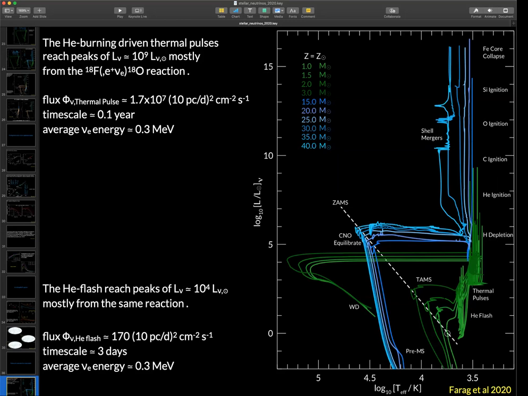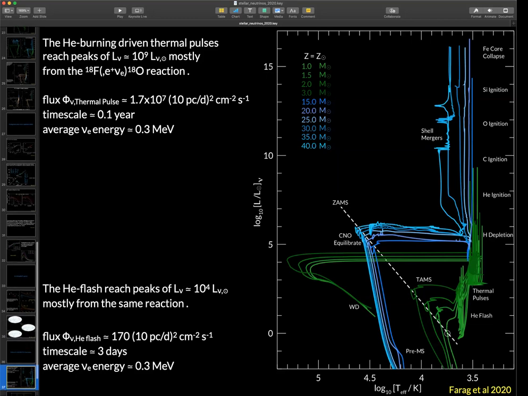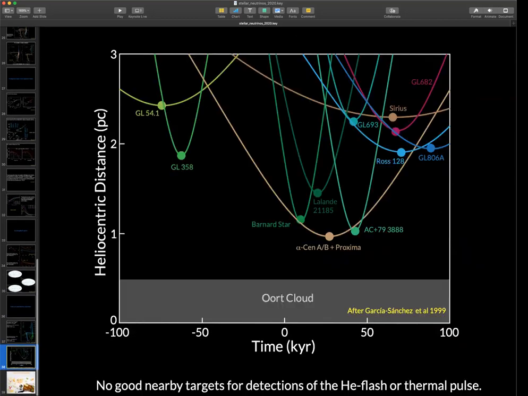And again, it's the same reaction, fluorine-18 going to oxygen-18. Time scales here are longer, so you win a little bit that way. They last 3 days. You have days to get it instead of, you know, a tenth of a year. And then you have the average neutrino energy. So low mass stars are a candidate.